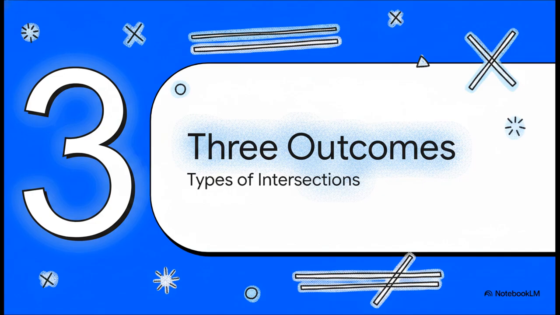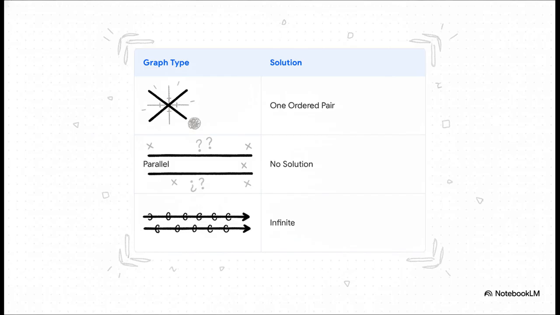Section 3. 3 possible outcomes: intersecting, parallel, and same line. Now, not every pair of lines interacts the exact same way. Let's look at a quick mental map for what you might see. First up, we've got intersecting lines. This is definitely the most common outcome. The lines cross, and your solution is exactly one ordered pair.